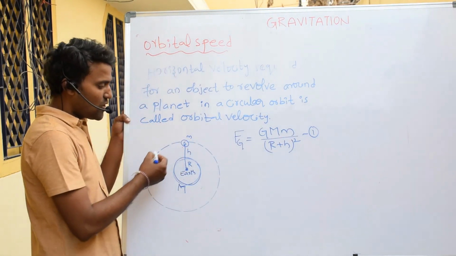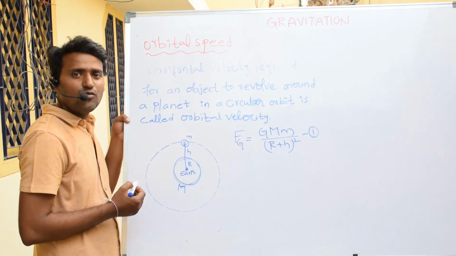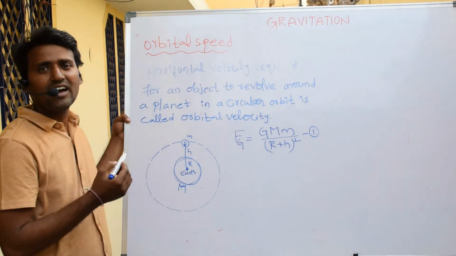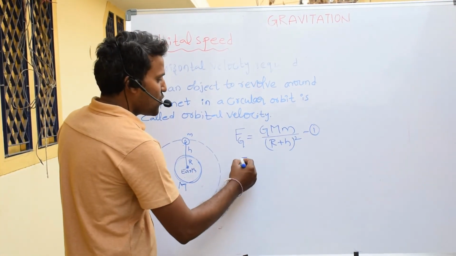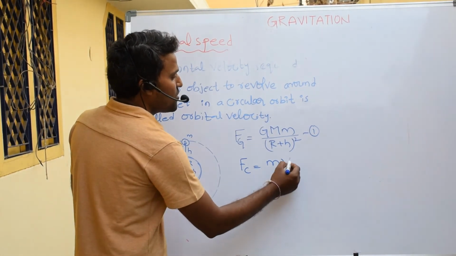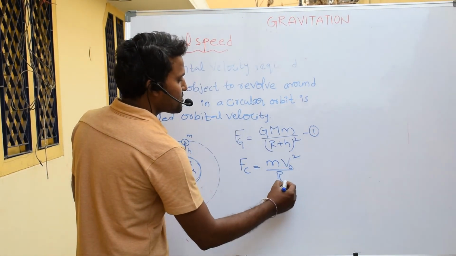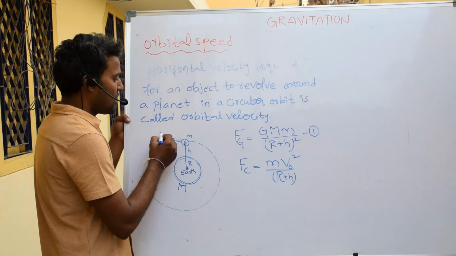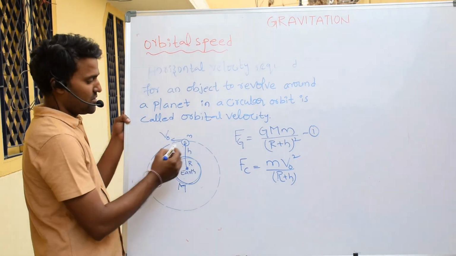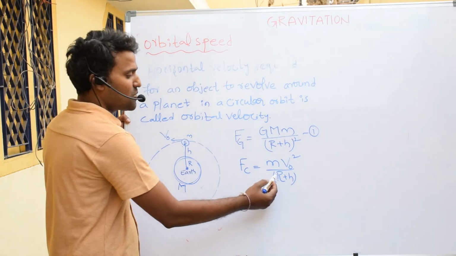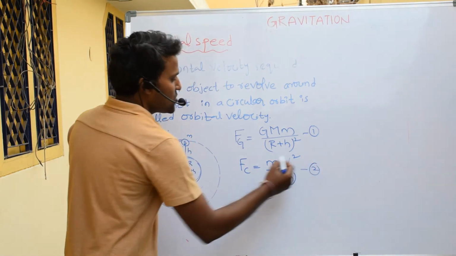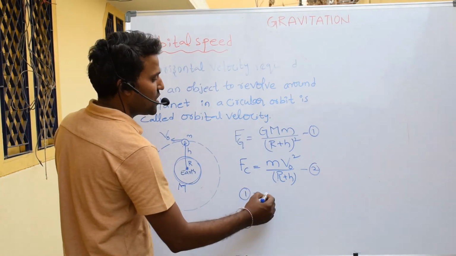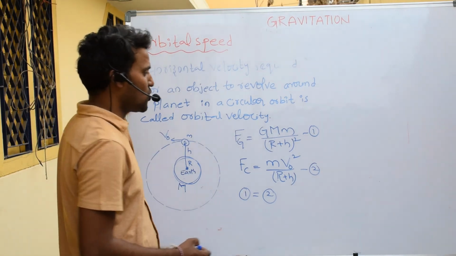When it is revolving in a circular path, centripetal force is acting towards the center. The centripetal force is provided by the gravitational force. So centripetal force Fc is equal to m v naught squared divided by r plus h. Here the satellite's horizontal velocity is v naught. This centripetal force equation is equation 2. Centripetal force is balanced by the gravitational force, so at that moment you can write equation 1 equal to equation 2.